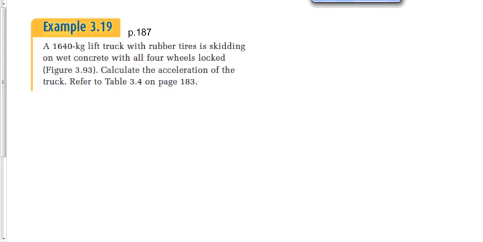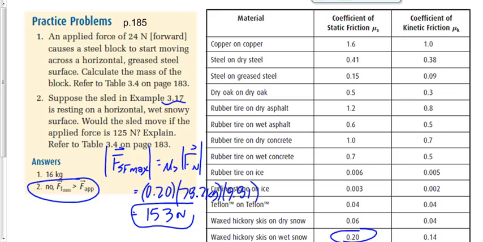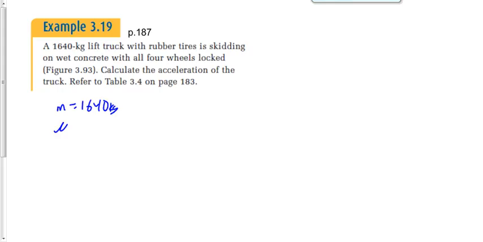Well, what do we got here? The mass of the truck is 1,640 kilograms. We're talking about rubber tires on wet concrete. Let's go back to our table. Rubber tires on wet concrete, kinetic friction, 0.5 coefficient. And we want to find the acceleration. That's all we got here. Well, let's do what we can. Let's do anything we can here.